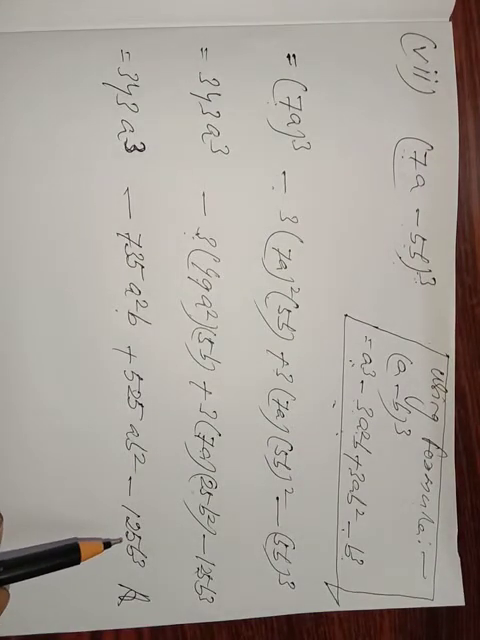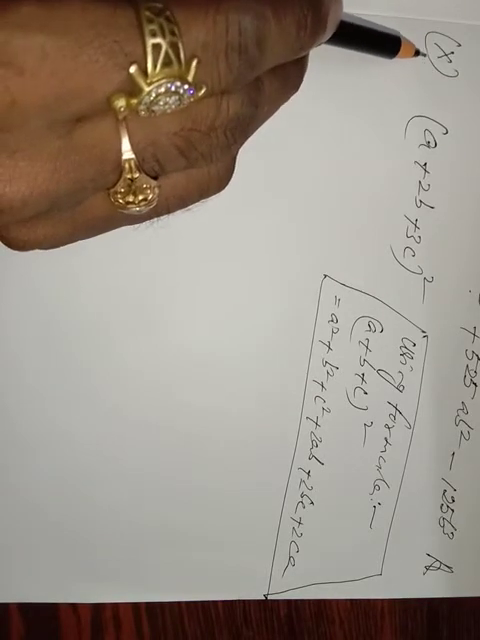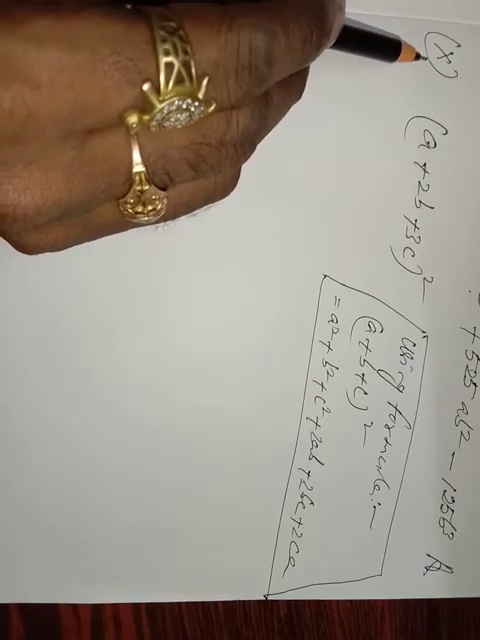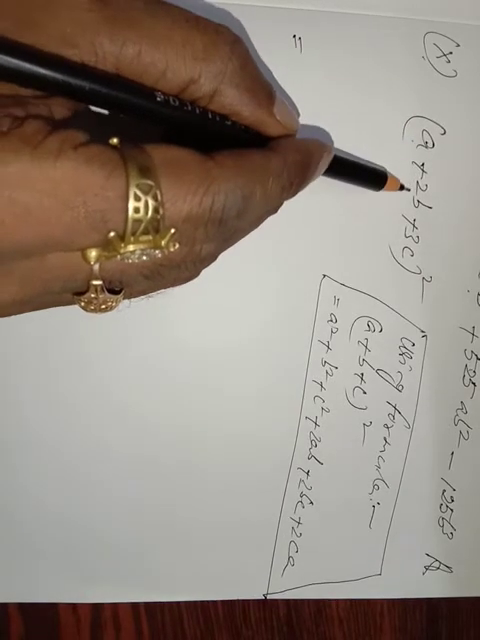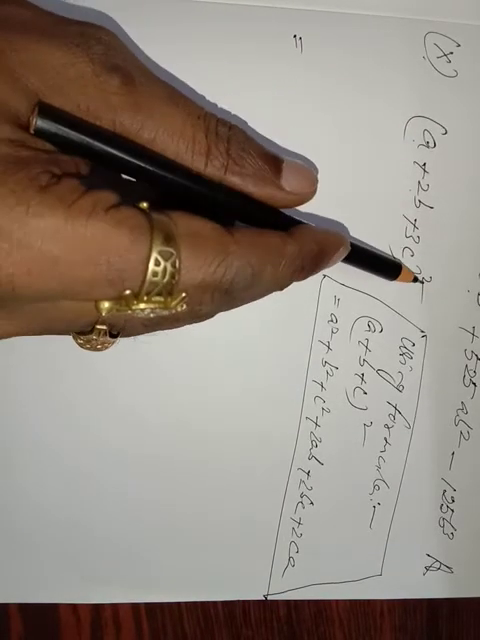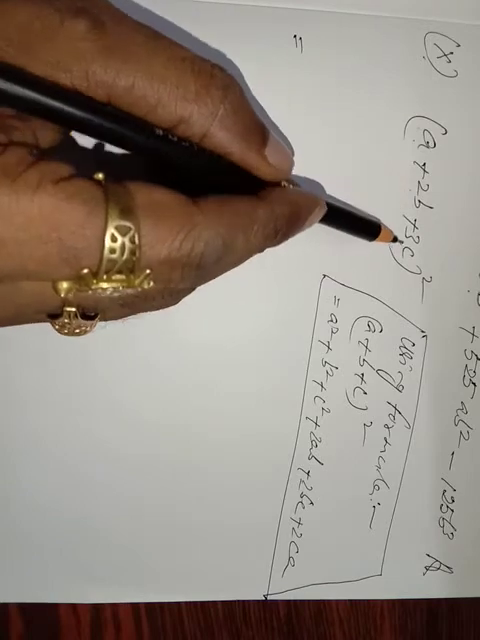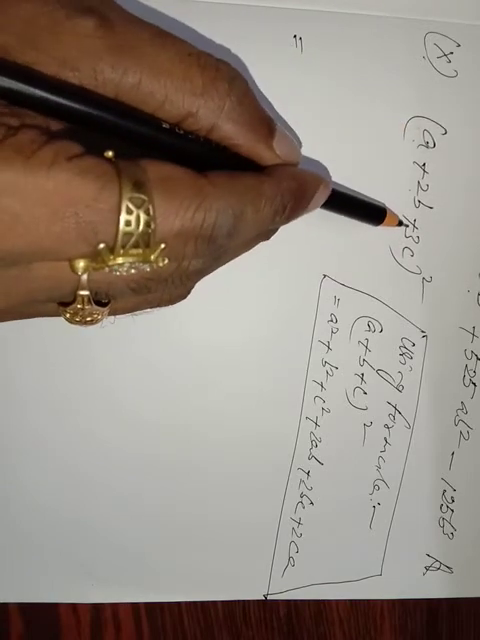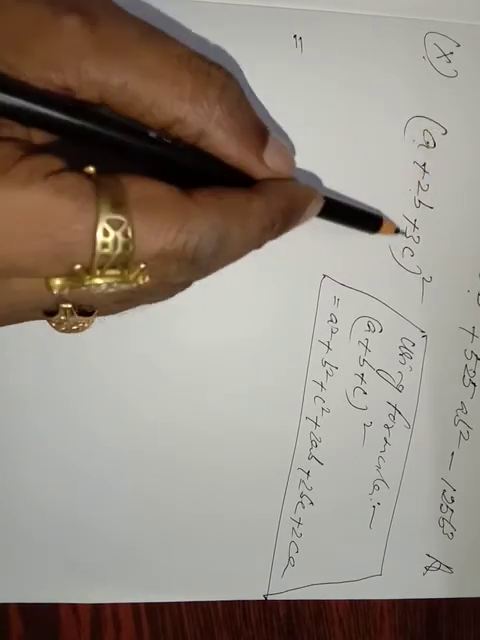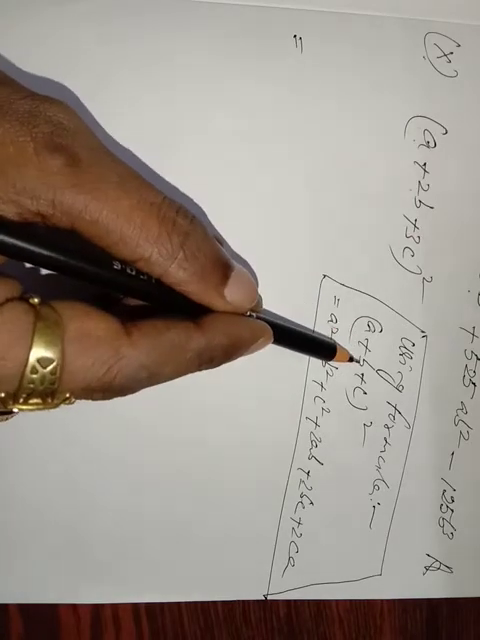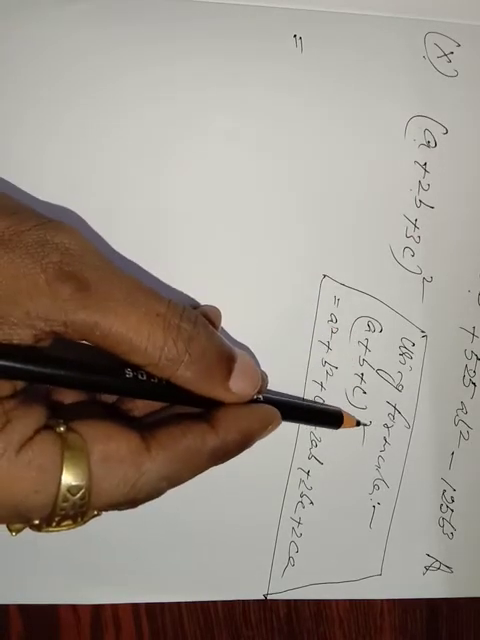Next we are going to the next part of the same sum. See, question number 10th part of number 6. Question given like this: (a + 2b + 3c) whole square. Here there are three numbers given. You have to apply the formula of (a + b + c) whole square. What is that formula?